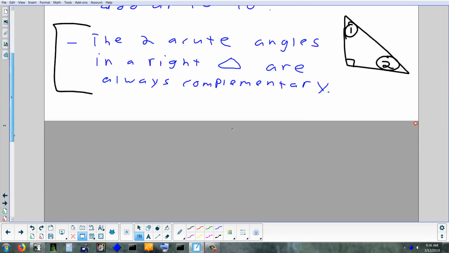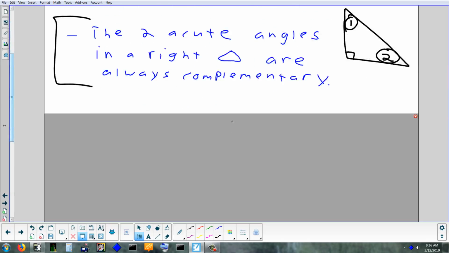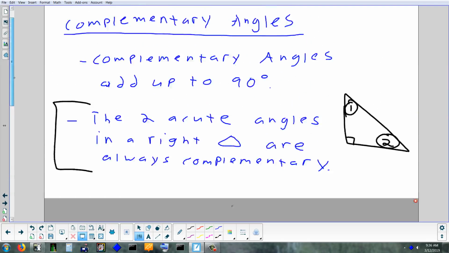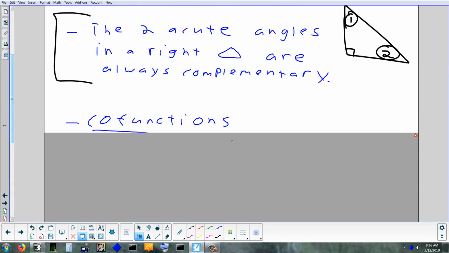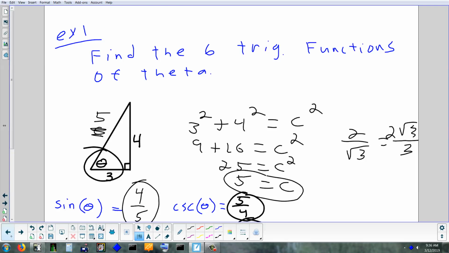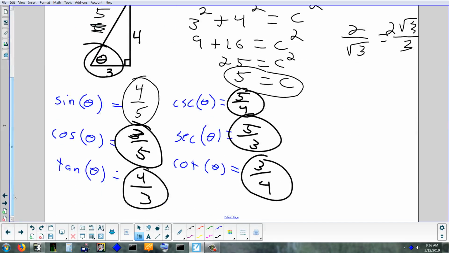All right. So let's look at the last idea that's going to tie in with what I call the complementary angle theorem. It's the idea of cofunctions. So cofunctions are another way to pair up the 6 trig functions we've been studying. We've always paired them up like this.